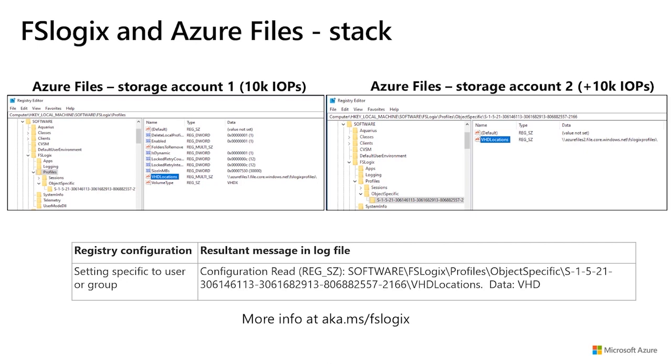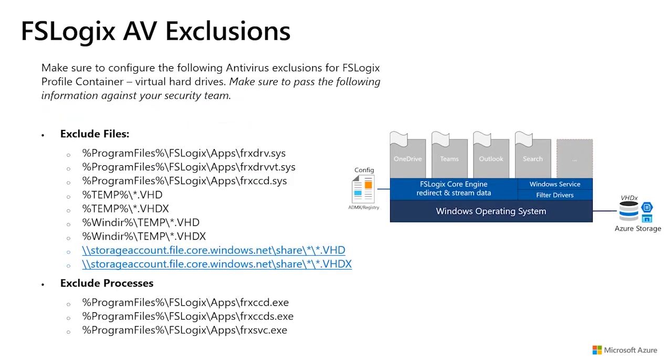The object-specific setting that is used in this slide can be found at aka.ms/FSLogix as well. In there you can find everything on how to configure your own filtering based on Active Directory groups, as an example.